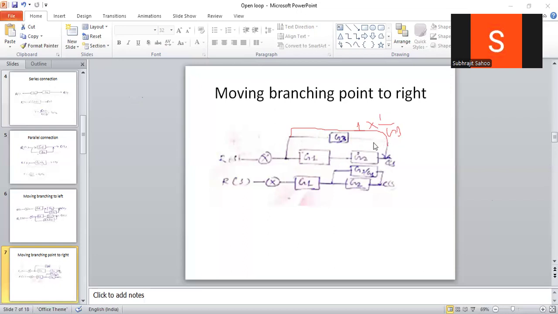Left movement and right movement follow the same procedure, but in the left movement the block is directly multiplied, and in the right movement the reciprocal of the block is multiplied to the existing block, right? So now observe one question problem here.